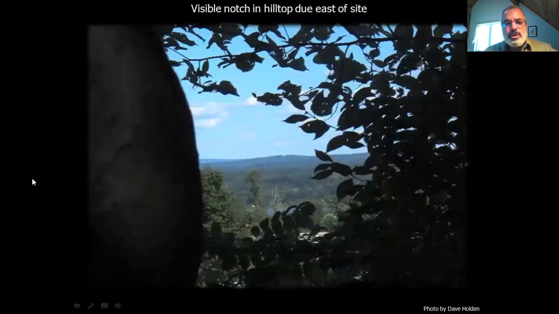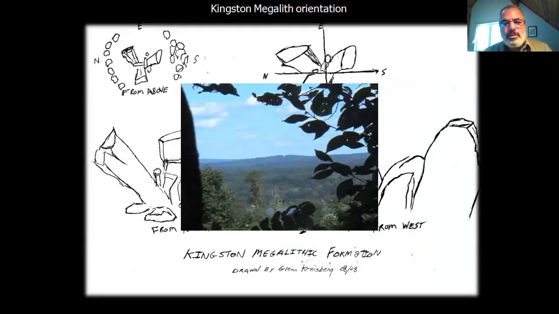Viewing from within the three stones to the east, directly due east across the Hudson, which you can see there, is a notch in the hill, which I haven't been to. On the equinoxes, vernal and autumnal, we would expect to see the sunrise right in that notch and shine over onto these megaliths and light them up. I have not been there to witness that, but I intend to be at some point in the future.